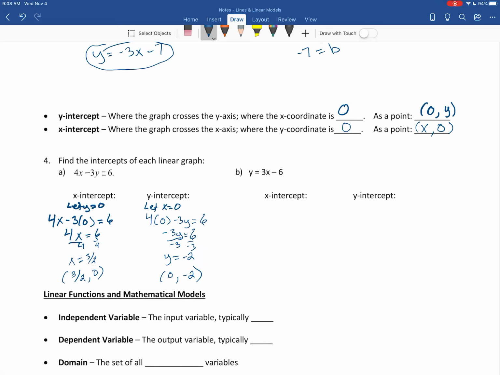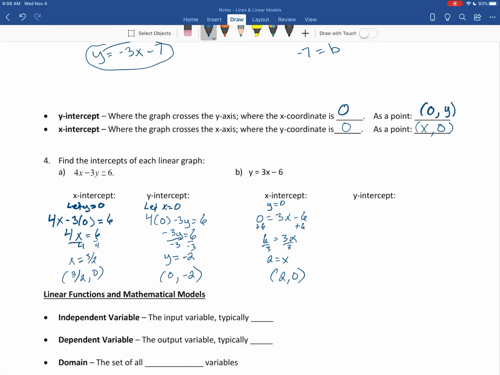Let's just do one more example of these that works the same way. If I'm finding the x-intercept, we're letting y equal 0. So 0 equals 3x minus 6. I get 6 equals 3x. X is 2, so this looks like 2, comma, 0.